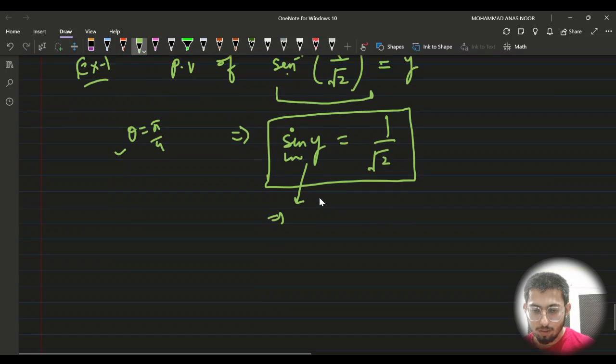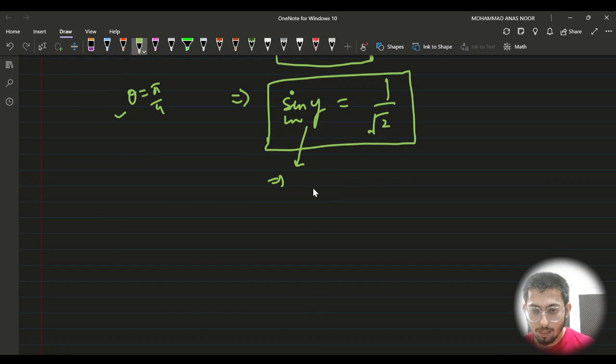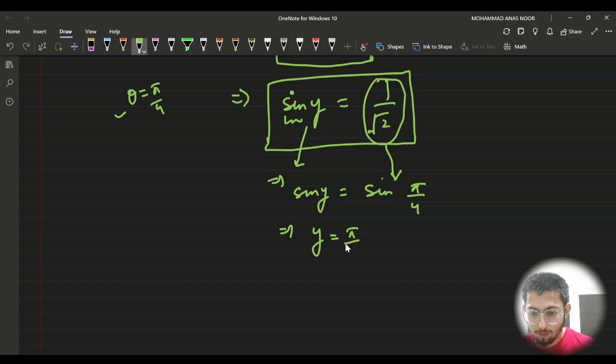So how do you do it? Either you do it this way: sine y equals sine pi by 4, you replace this with sine pi by 4. Now this is sine, this is sine, so they both cancel out each other. y is equal to pi by 4. But you don't cut it like this.